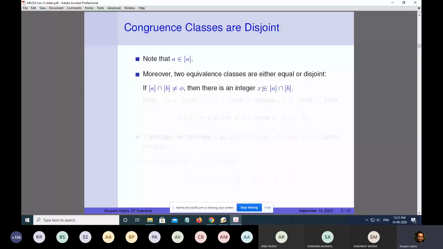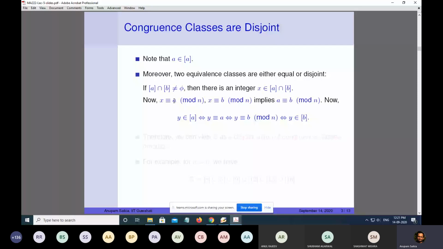So what does it imply? It means x is congruent to a mod n and x is also congruent to b mod n, and that will actually imply that a is congruent to b mod n, because it's like transitivity. First it is reflexivity. x is congruent to a, so by the symmetric property a is congruent to x. So a is congruent to b.